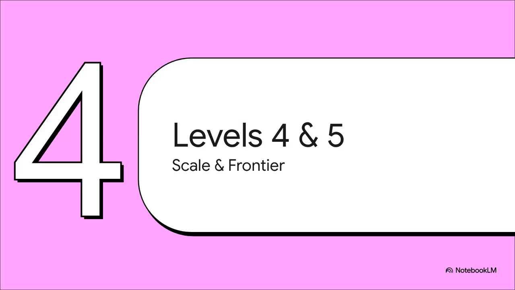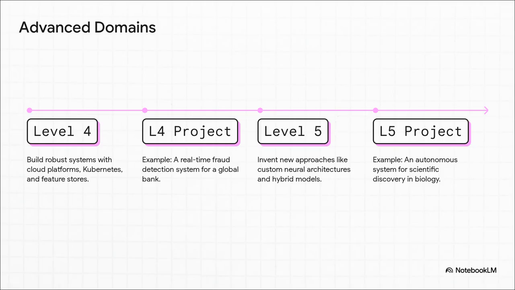Okay, so once you've mastered putting models into production, the journey gets even more specialized. Now we're talking about levels 4 and 5. This is where you either learn to build at an absolutely massive scale, or you start pushing the very boundaries of what's possible. So level 4 is all about scale, industrial scale engineering. We're talking about using big cloud platforms like AWS or GCP, orchestrating huge systems with Kubernetes, and using things like feature stores. A classic example, building a real-time fraud detection system for a global bank.